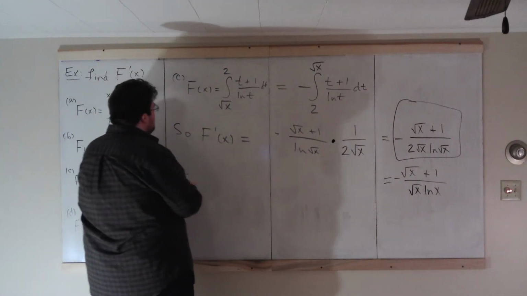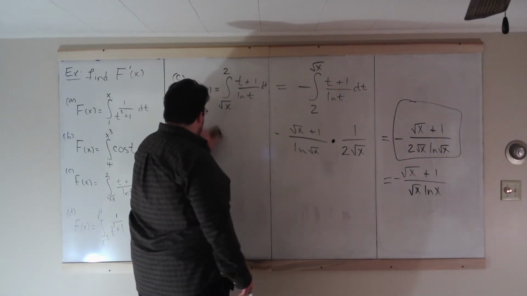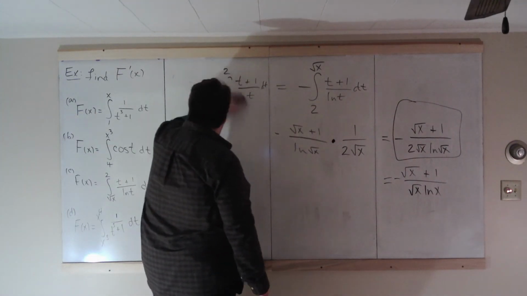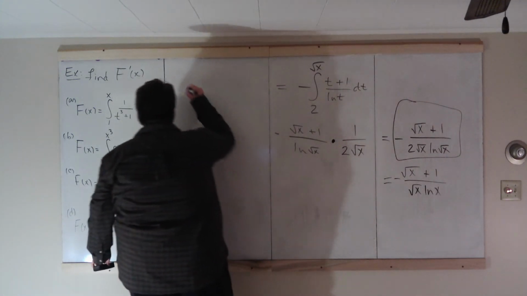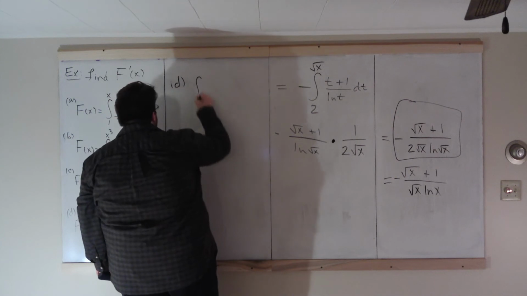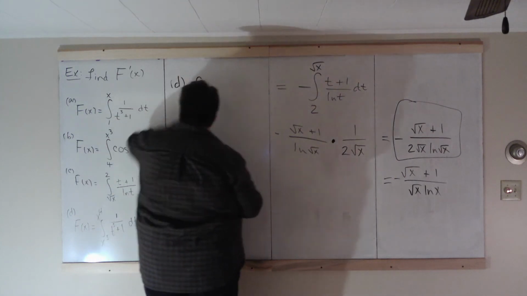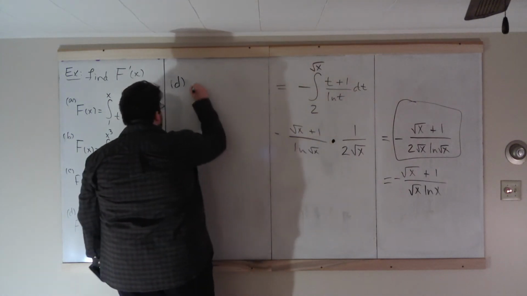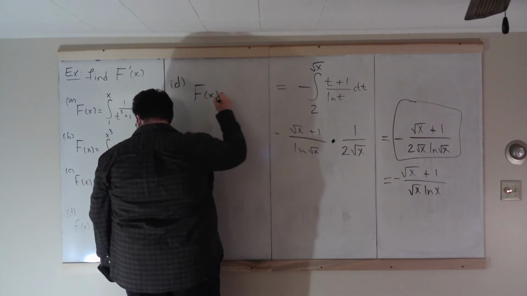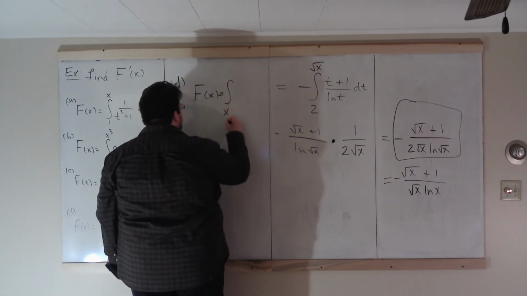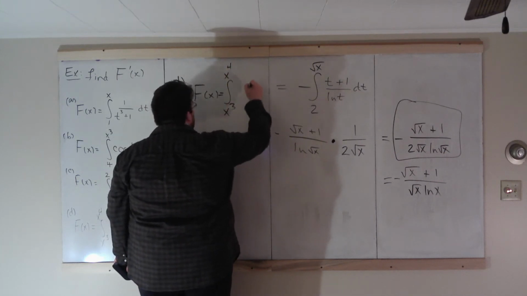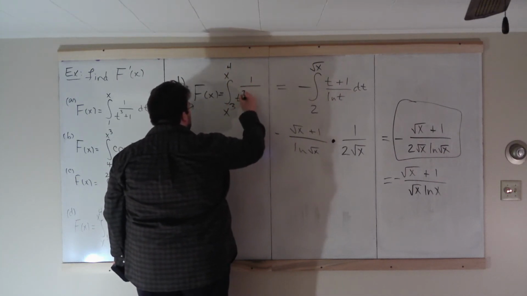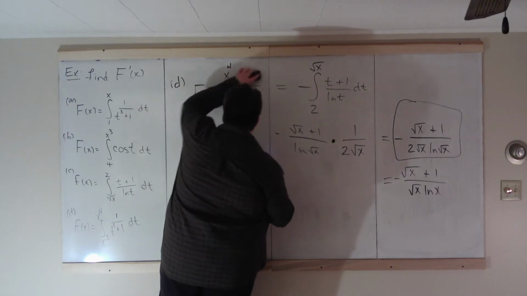So now let's look at part D. And I think I'm going to need the entire board for this. Well, maybe I won't. D. Maybe I should write capital F: F of x equals the integral from x cubed to x to the 4th of 1 over t cubed plus 1 dt.